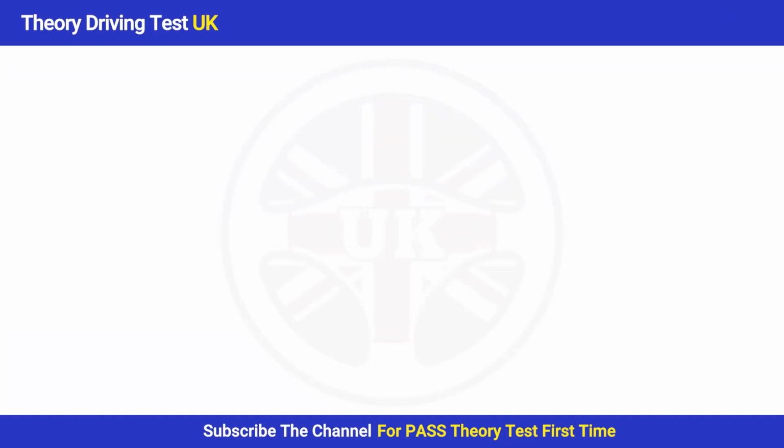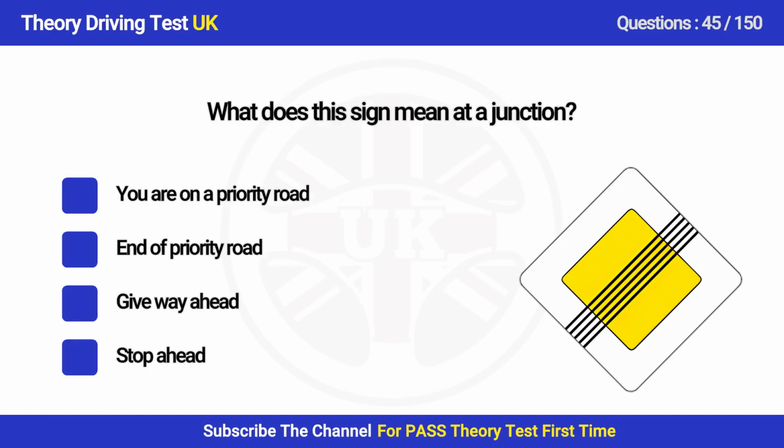Question 45. What does this sign mean at a junction? A. You are on a priority road. B. End of priority road. C. Give way ahead. D. Stop ahead.